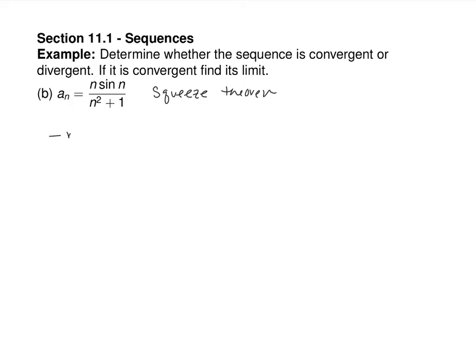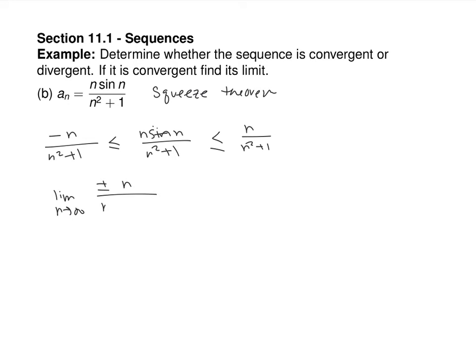So we have that negative n over n squared plus 1 is less than or equal to n times sine of n over n squared plus 1, which is less than or equal to n over n squared plus 1. And we take the limit as n goes to infinity of both positive and negative n over n squared plus 1. Technically what you would do here is you would divide by n, which would give you the limit as n goes to infinity of 1 over n plus 1 over n. Well, that's going to be 0 in both cases.